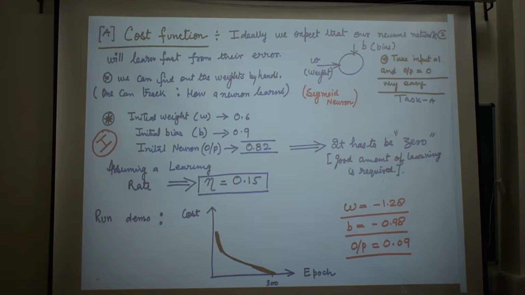which was not actually happening. The point was that we have only a single neuron like this, the weight is W, the bias is B, and the input is going to be 1, and the output we are expecting to be equal to 0. This is the fixed scenario. Then we said that the initial weights are 0.6 and 0.9, these are the weight and the bias, and the neuron output is going to be this.